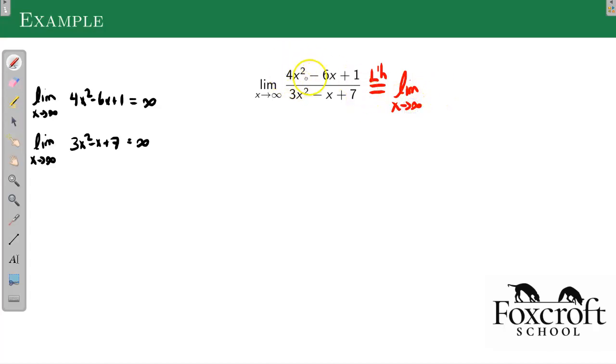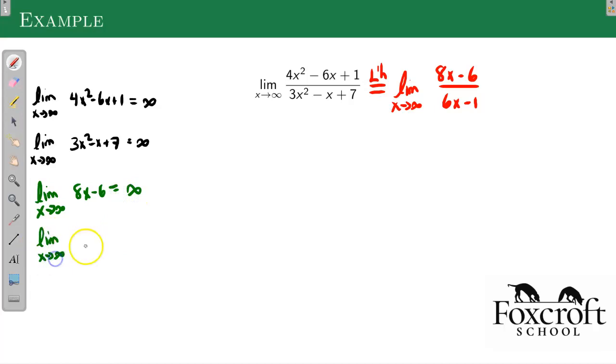The derivative of the top is going to be 8x minus 6. The derivative of the bottom is going to be 6x minus 1. And here's where one kind of goofy thing can happen with L'Hopital's rule: the same thing can happen again. Now if I look at the limit as x approaches infinity of 8x minus 6, I also get infinity. The limit as x approaches infinity of 6x minus 1 is also infinity. So this is another infinity over infinity, which means I can do another L'Hopital's rule.